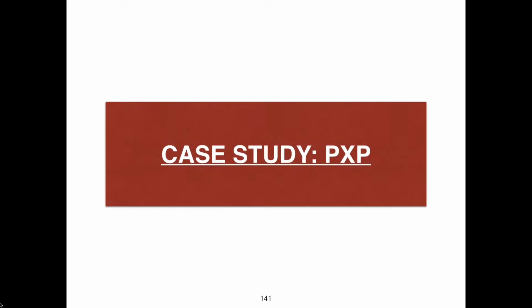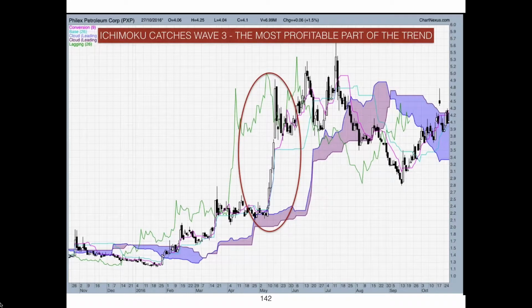PXP, as mentioned earlier, one of the great things about Ichimoku is that it could see into the future. It is able to warn you of future trends. Ichimoku is able to catch wave 3, or the most profitable part of the trend. To Elliott wave traders, wave 3 is the best part of the trend because it is a very strong price action.